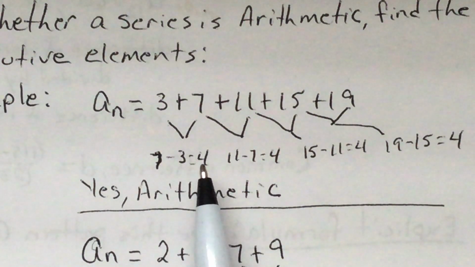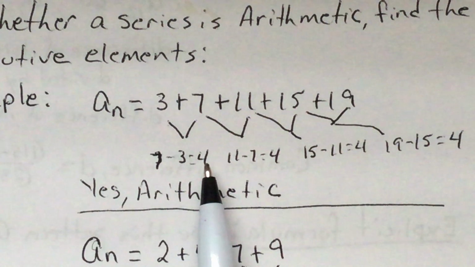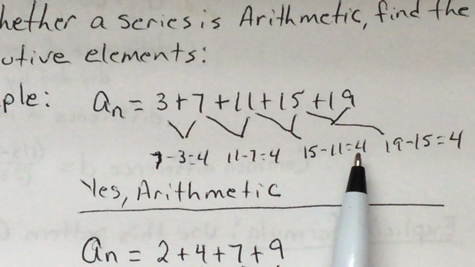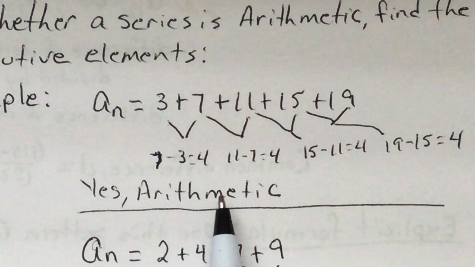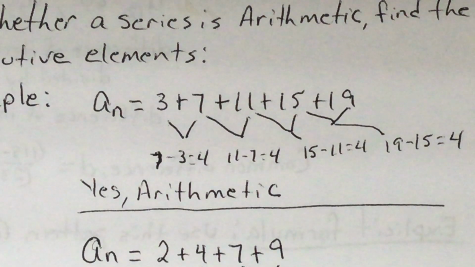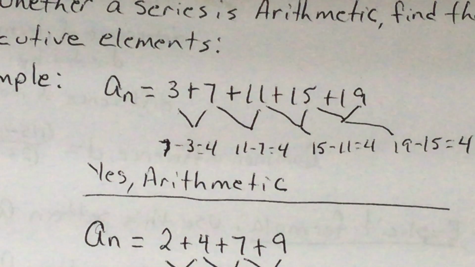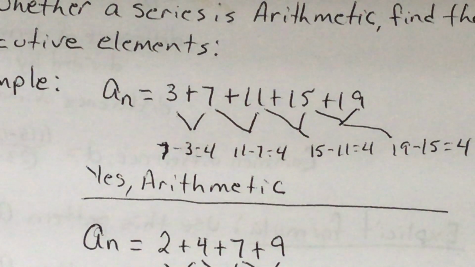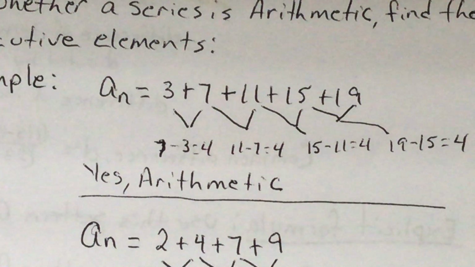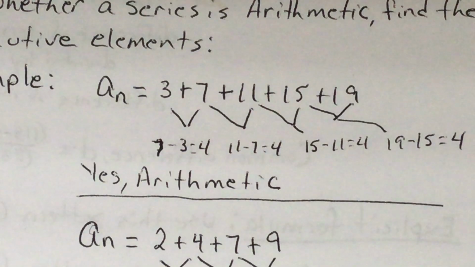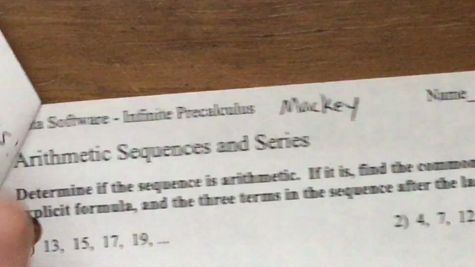Back to the first example, the 4. Since they all change by 4, kind of like slope, it is an arithmetic series, and the common difference is 4. That's a very important number in what we're about to do, the common difference. All right, let's take a look at the work.